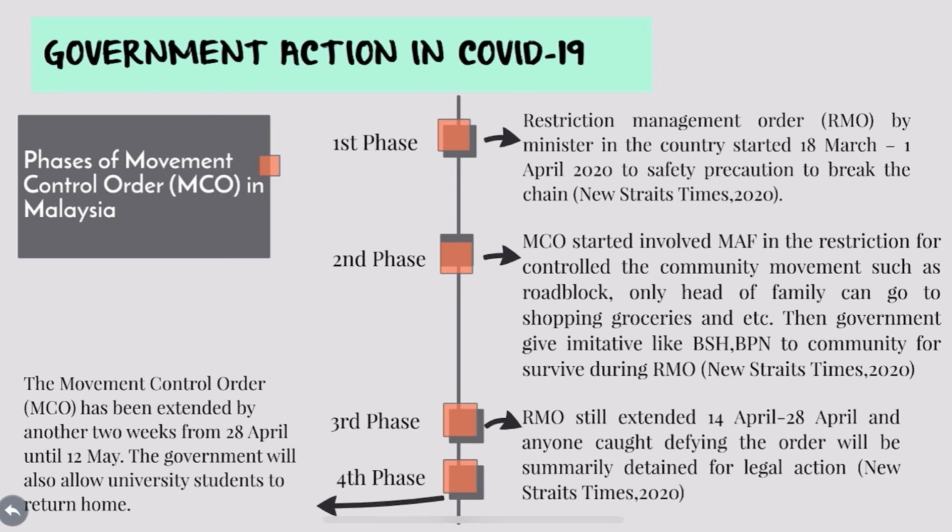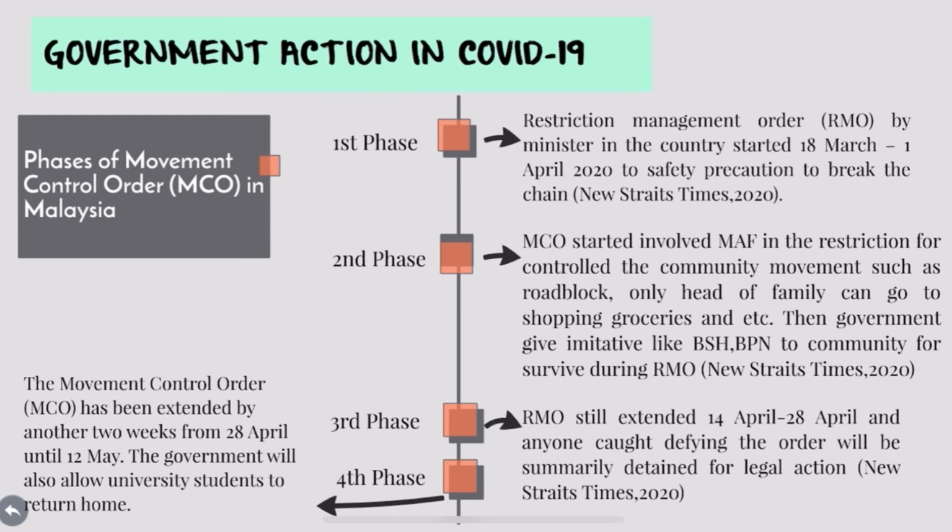As additional info, a total of 7,000 MAF personnel have been deployed to assist the Royal Malaysian Police in enforcing the second phase of the Movement Control Order beginning 1 April. Enforcement of MCO has become more effective and orderly after the Malaysian Armed Forces were deployed to help police in their tasks. The government gave initiatives like Bantuan Sara Hidup, Bantuan Prihatin Nasional to the community to survive during RMO.